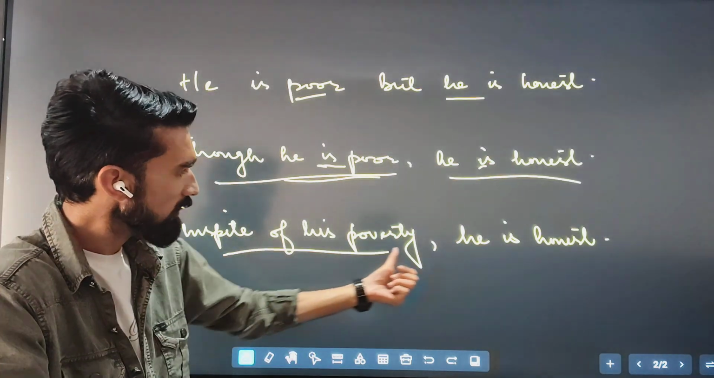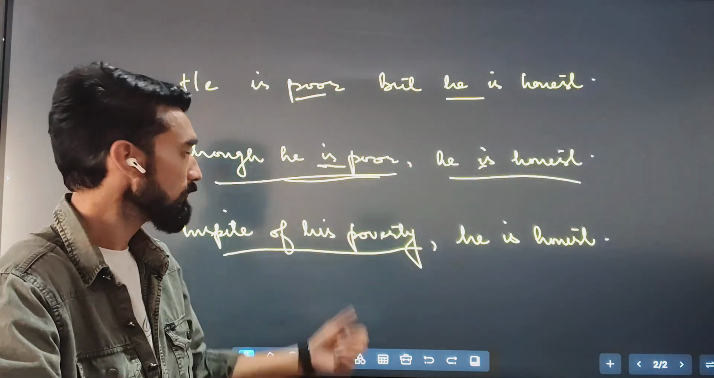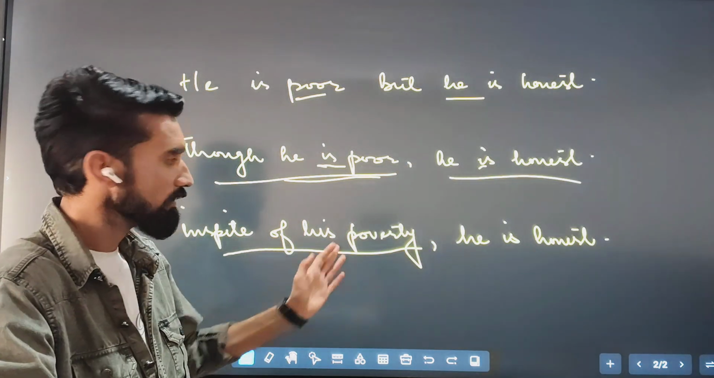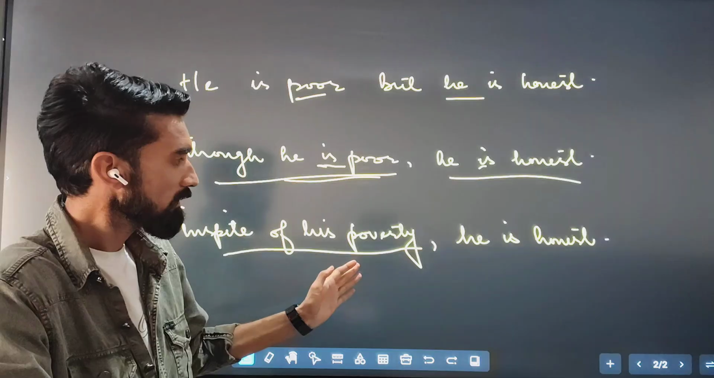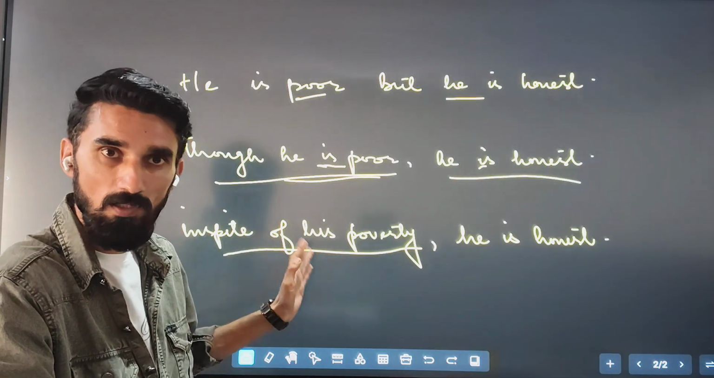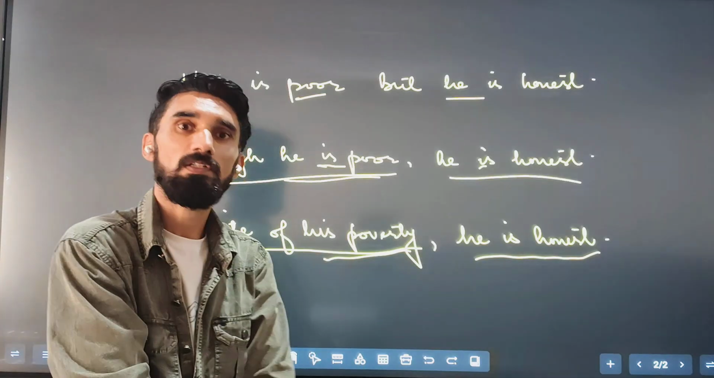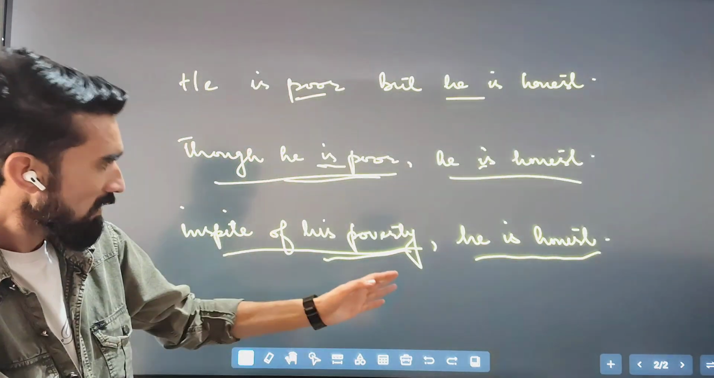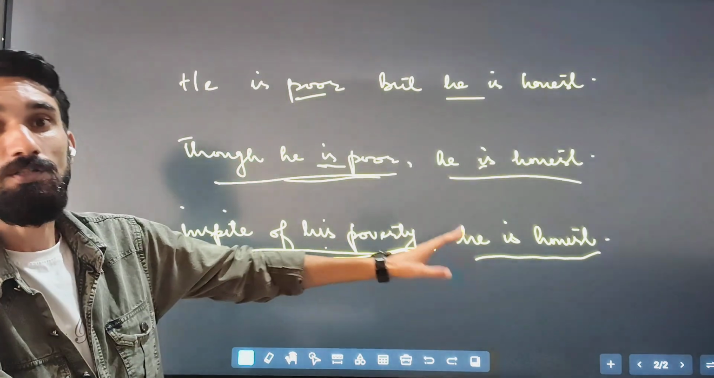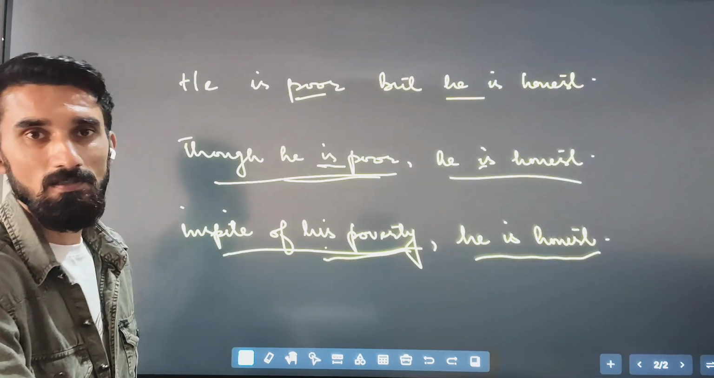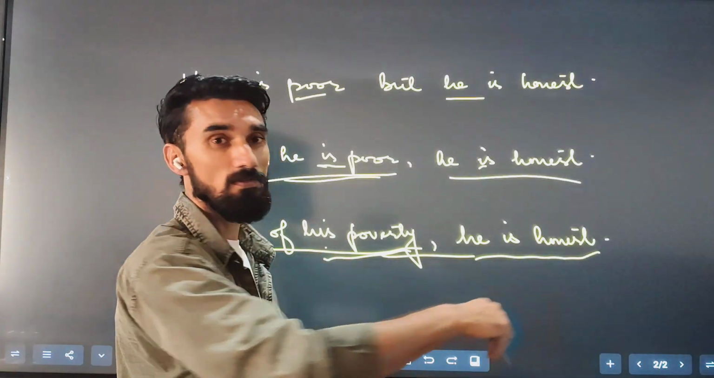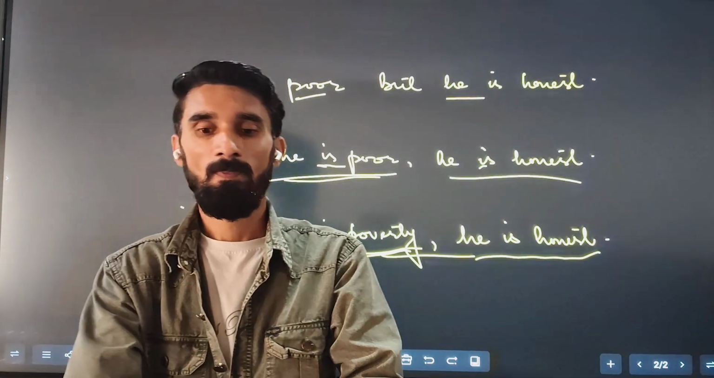But here, in spite of his poverty, it doesn't contain a finite verb, so it cannot be a clause now. It is just a phrase because it does not have a finite verb. It is a phrase only. He is honest. This part of the statement contains a verb, and this is just an addition to this. This is a phrase. So it again becomes a simple sentence.